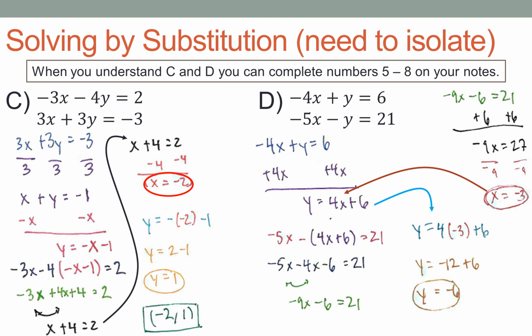So, sorry for my cringy singing. Negative 3, comma, negative 6. Kaboom! We're done with example C and D. We had to isolate some of the variables, and you did it! This is about as tough as it gets for solving by substitution.